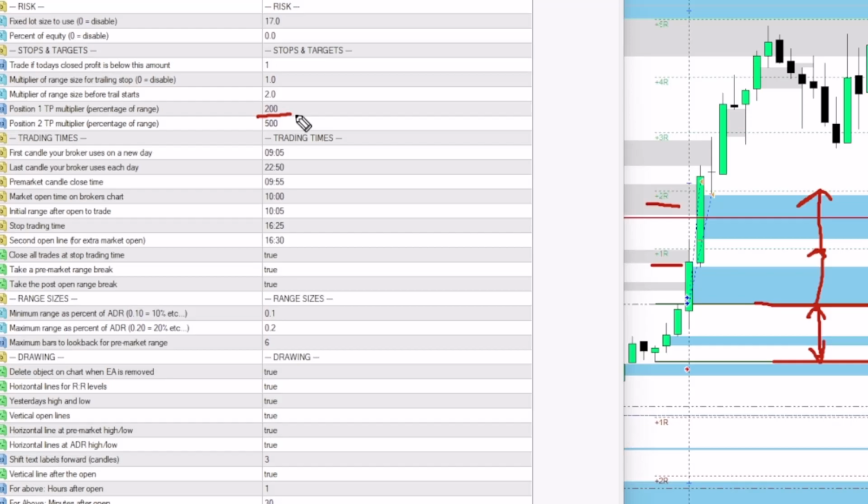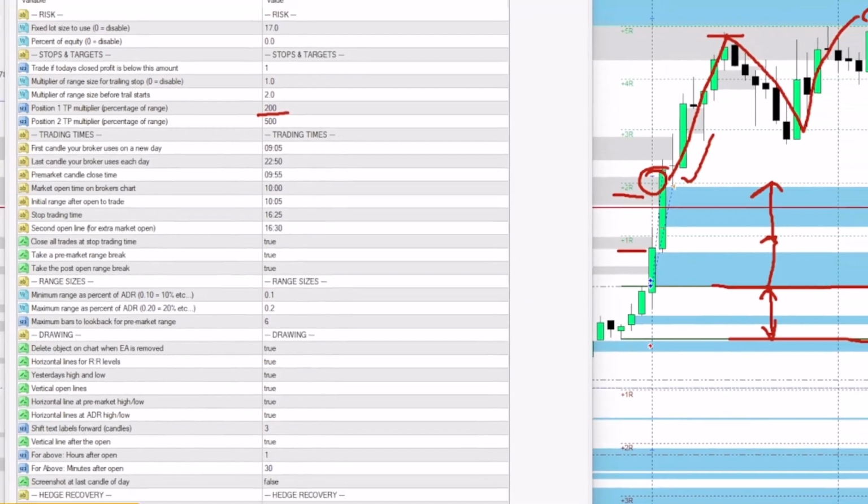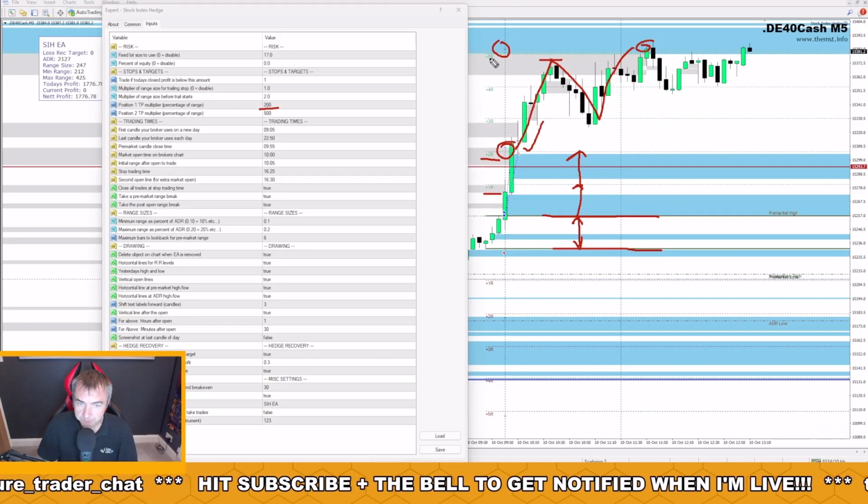Again, there is no real optimal because every day is going to be slightly different. But as you can see on this particular day, the 2R was hit very easily within 10 minutes. Then we pushed up just shy of 5R, pulled back a little bit. Then we hit our 5R target.